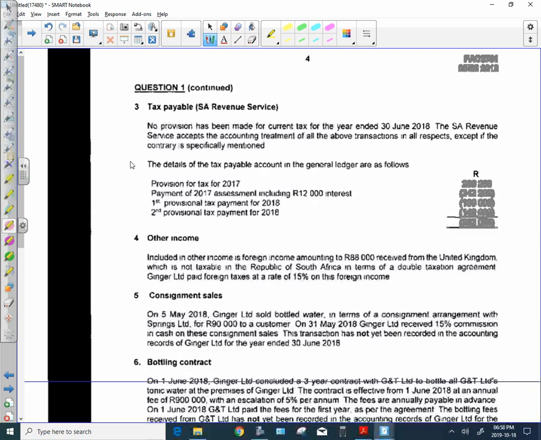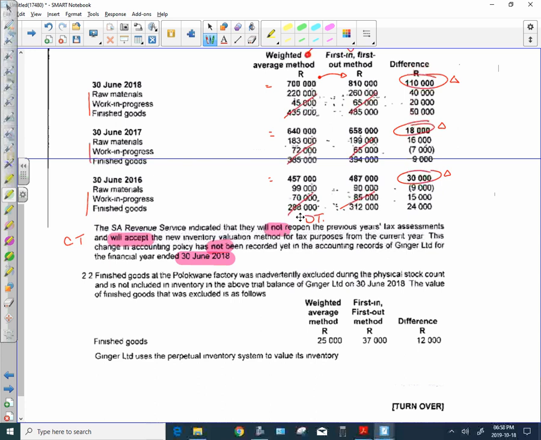Then, before we carry on, just quickly want to read through point 2.2. They tell me that the finished goods at the Polokwane factory was inadvertently excluded during the physical stock count, and it is not included in inventory in the above trial balance on the 30th of June 2018. So what they're saying is that these balances do not include the goods from the Polokwane factory. Agreed? So that Polokwane factory still needs to be included there. Right, and that had a value of 25 and 37, which gives us a difference of 12.